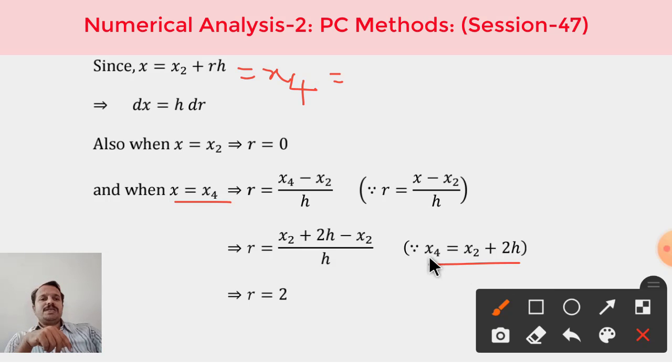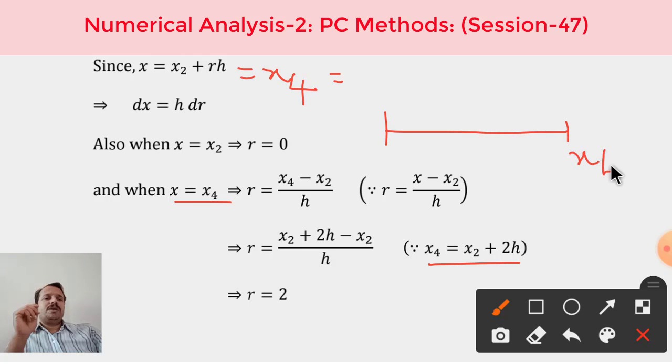x4 value is x2 plus 2h. Very simple, because here if it is x4 and if it is x2 here, with one step you will reach x3. With the next step, this is x3, with the next step you will reach ultimately x4. So x4 is 2 steps forward from x2. So therefore x2 plus 2h is equal to x4. So x4 is nothing but x2 plus 2h. That is what I have written over here.